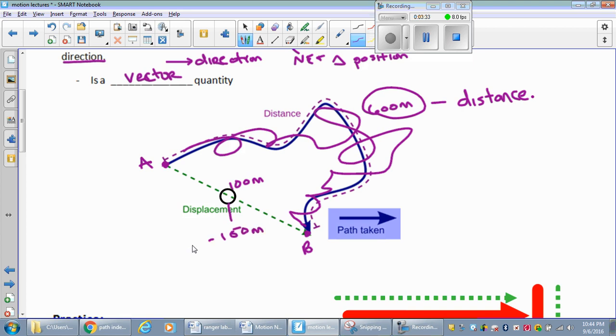Would be my distance. But my displacement now, displacement is actually the symbol S, and I'll explain why in a minute. But since I'm only 50 meters away from where I actually started, my displacement would only be 50 meters. It's kind of crazy, right? And 50 meters to the southeast, 50 meters southeast, so we care about the direction.